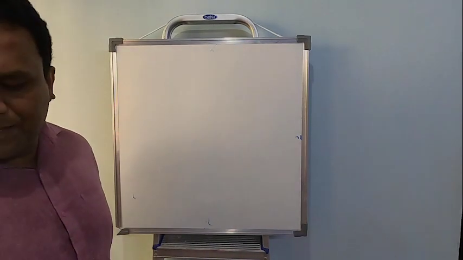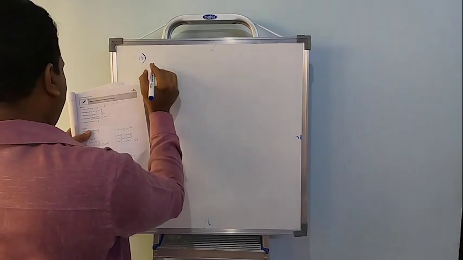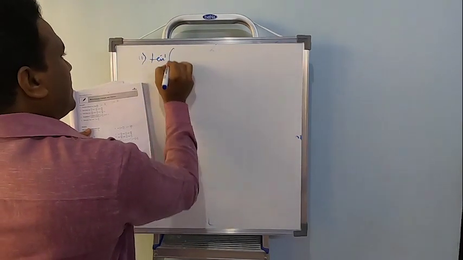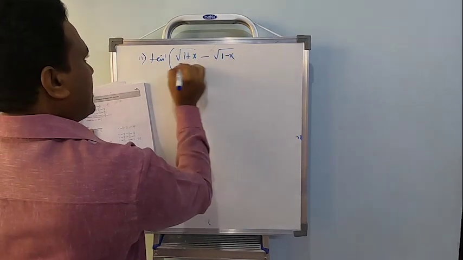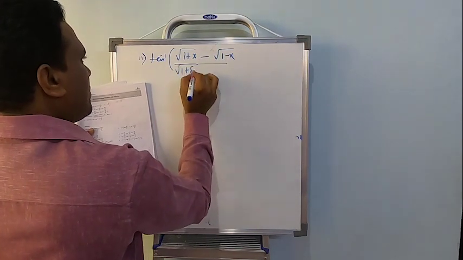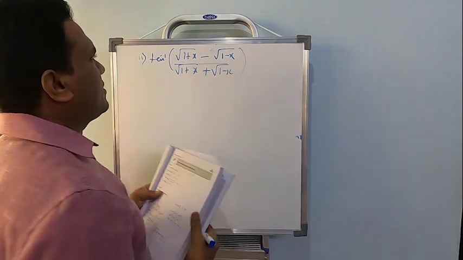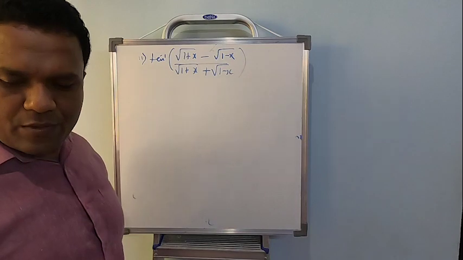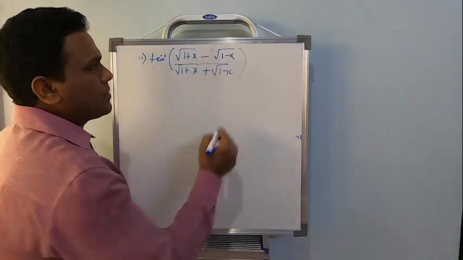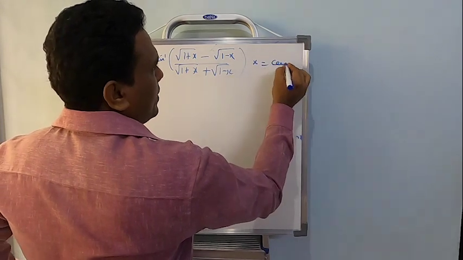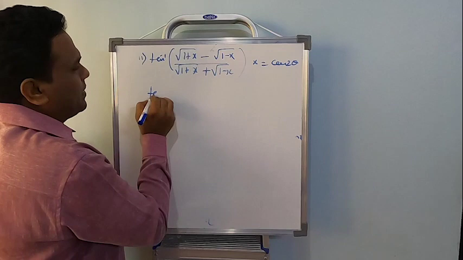Now, similar to this, let's go to the next problem, number 11. Tan inverse of root of 1 plus x minus root of 1 minus x by root of 1 plus x plus root of 1 minus x. Just similar to the previous one. They have provided the hint already in this question itself. So we need to go for x equal to cos 2 theta. That is the hint. Let us see why this has to be taken.